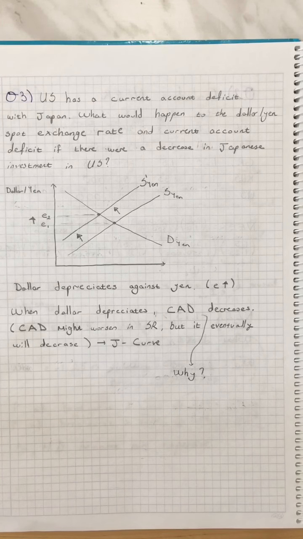The United States has a current account deficit with Japan. What would happen to the dollar-yen spot exchange rate and the current account deficit if there were a decrease in Japanese investment in the US?